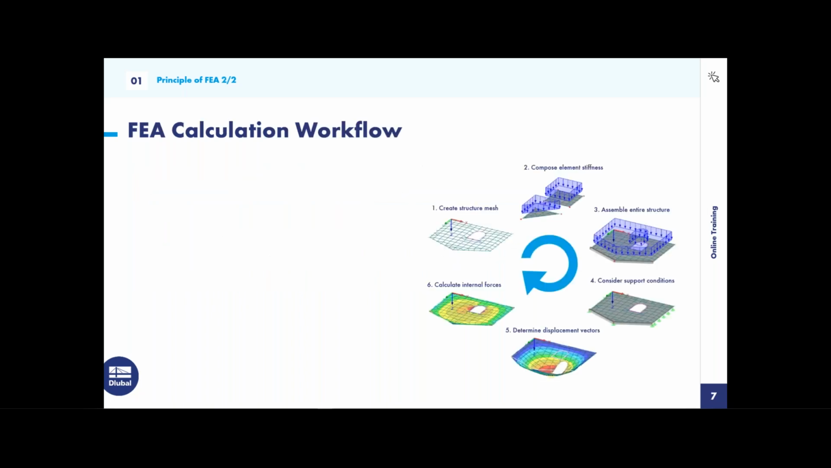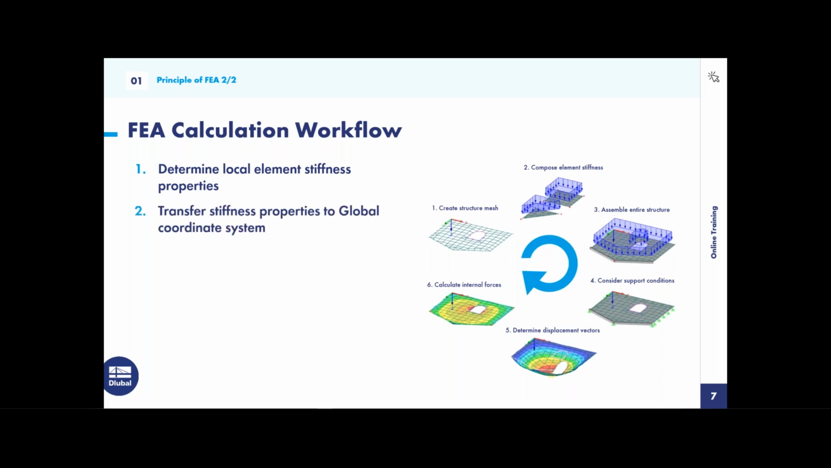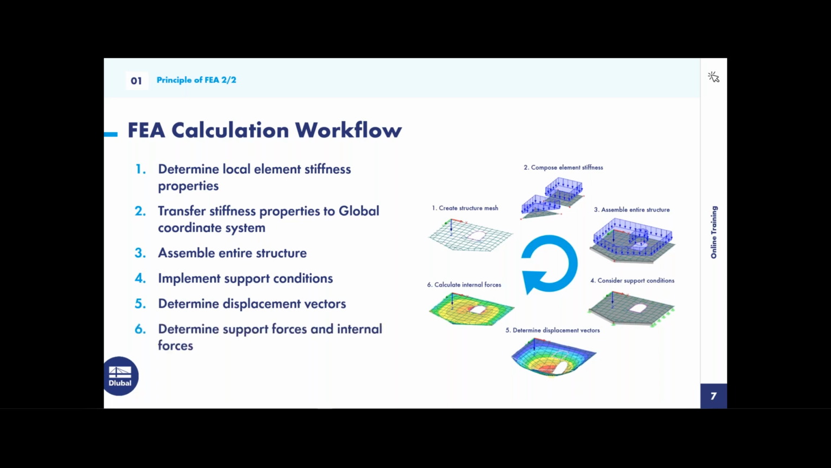Now on to the procedure of FEA calculation. Step one, the program determines the local element stiffness properties. After that, the stiffness is transferred to the global coordinate system. Following that, the entire structure is assembled. Then the support conditions are implemented. Fifth, the displacement vectors are determined. And then sixth, the internal forces and support forces are determined.